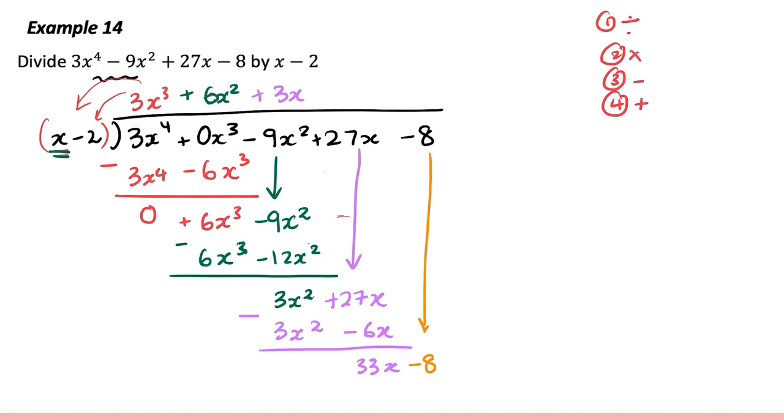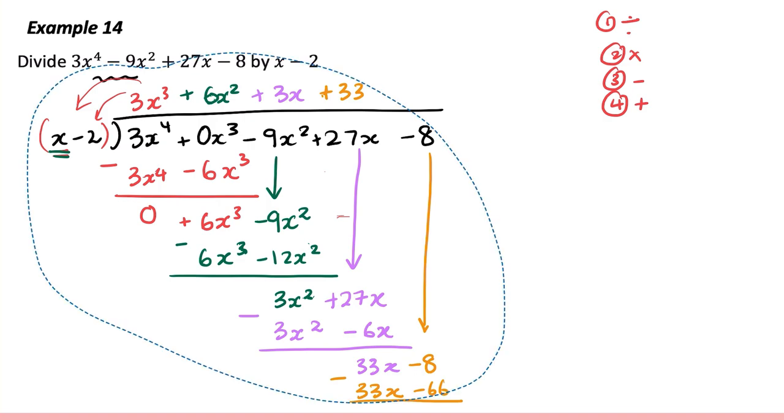Last one. x goes into 33x 33 times. 33 times x is 33x, and then 33 times negative 2 will be negative 66. Negative 8 plus 66 will be 58. I'll run out of space there again. Let me resize this.